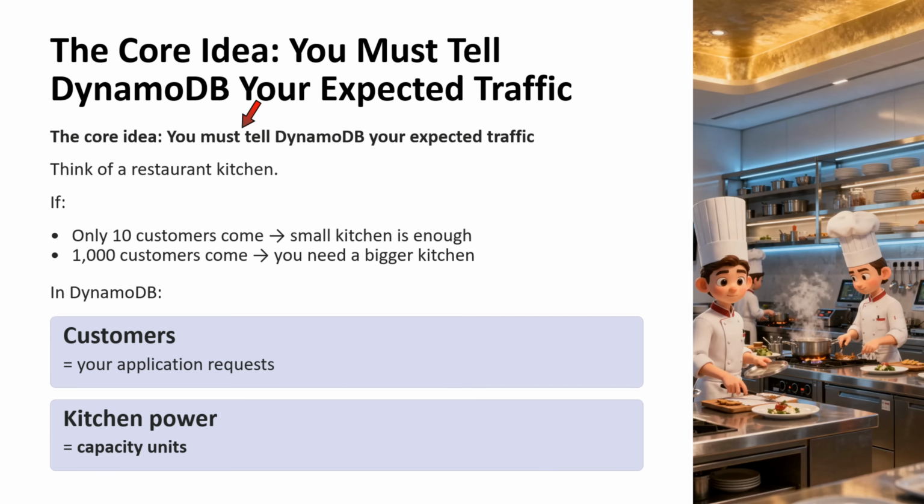The core idea is you must tell DynamoDB your expected traffic. You can think of a restaurant kitchen. If only 10 customers come, a small kitchen is enough. If 1000 customers come, you need a bigger kitchen. In DynamoDB, customers are equivalent to your application requests. Kitchen power is equivalent to capacity units.